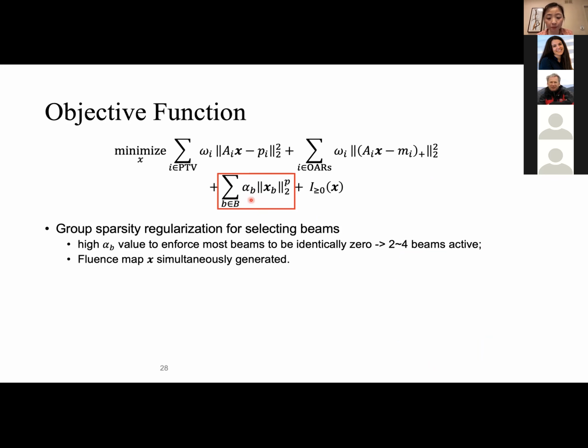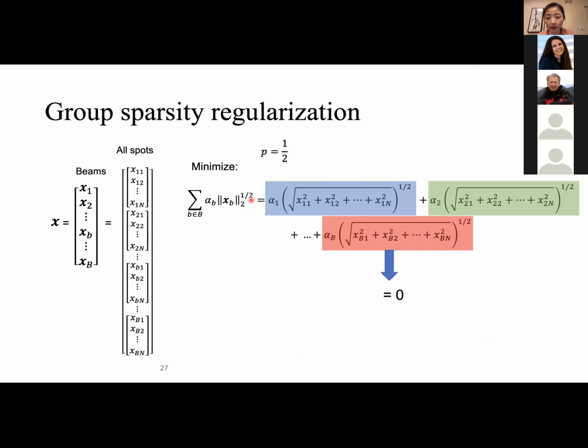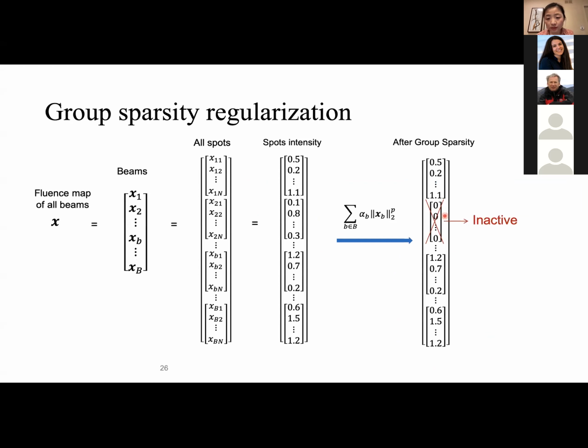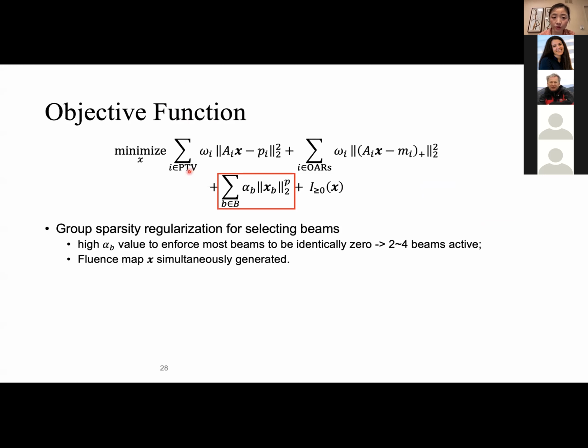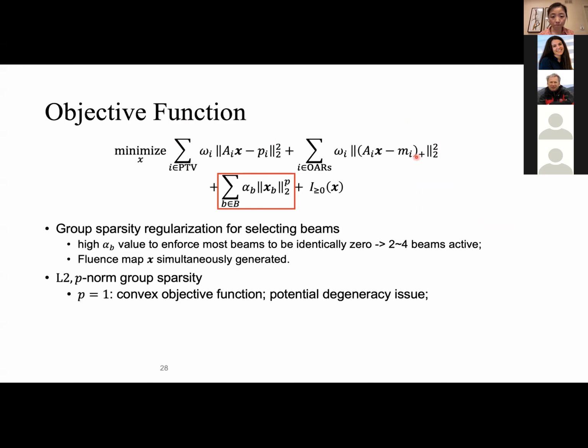The number of active beams will depend on the weighting of alpha. And in the meantime, as we see here, while some beams are completely inactive, some still have non-zero intensities. And these non-zero intensities are used to satisfy the dose fidelity, to lower the dose cost. So that's why we can have the fluence map X simultaneously generated.